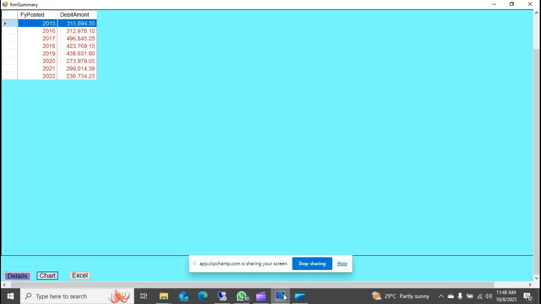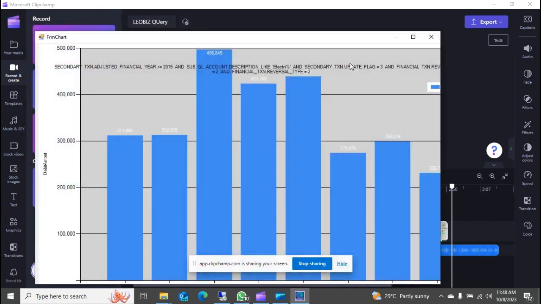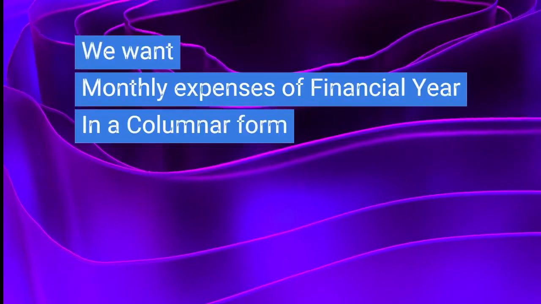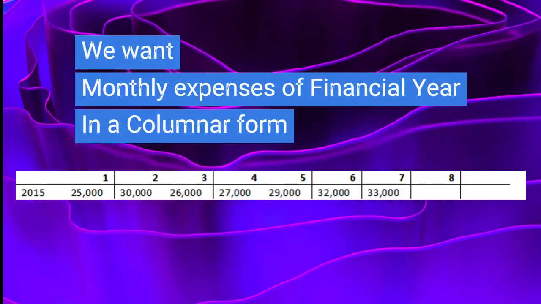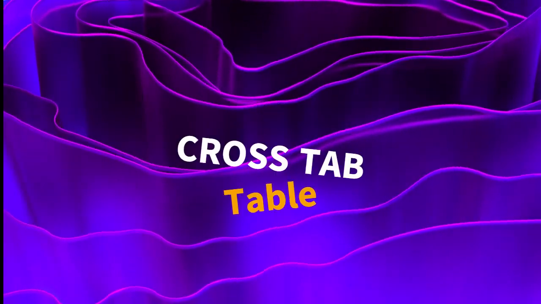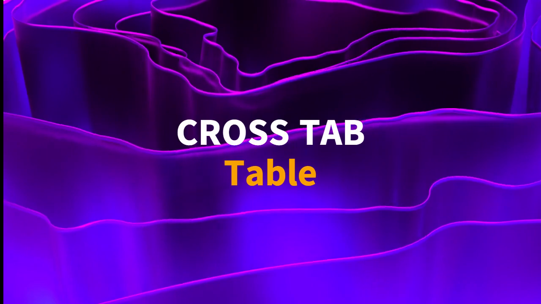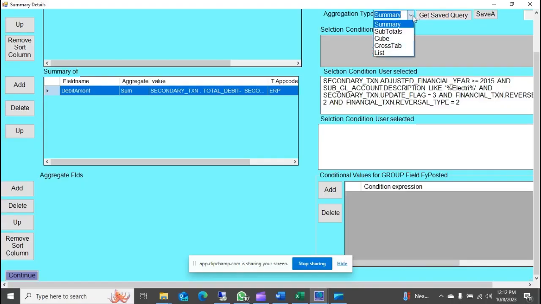When we continue, the system will list the results. You could export to Excel or display in a graphical display of a type of your choice. Let us assume that we need to get the results in tabular form, so that it will show the monthly expense in columnar format, one for each column. These are known as cross tab. It is very simple with Leobiz. Make the type cross tab.